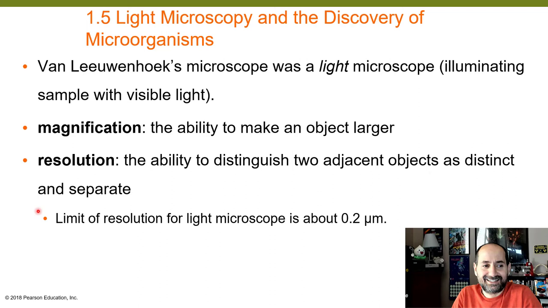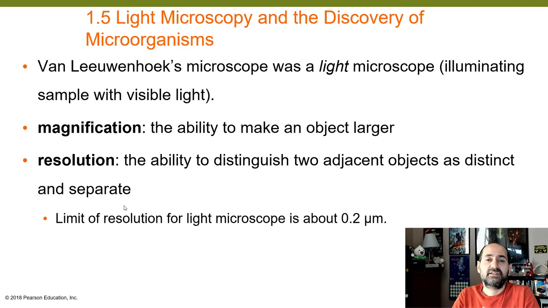If I have two tiny dots and they're getting closer and closer and closer, at what point do those two tiny dots that are not touching appear as one dot? That is the definition of resolution. So the closer those two dots can get and still be distinguished as two separate dots, that is your resolution. Okay, and without resolution, everything will appear blurry.